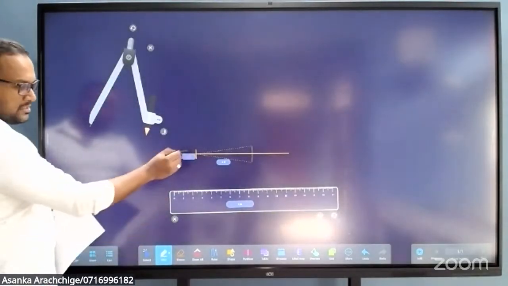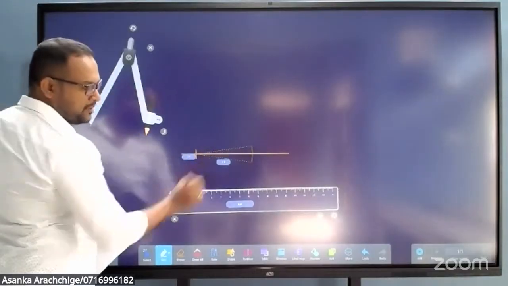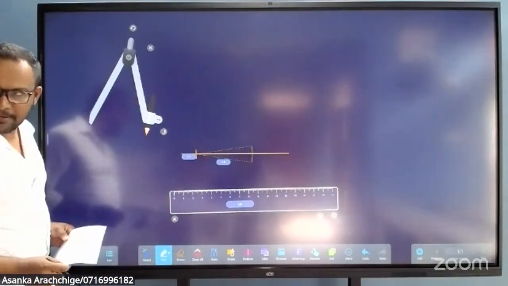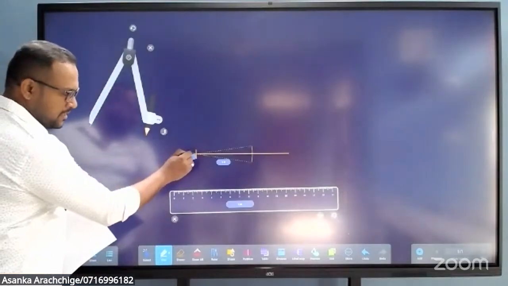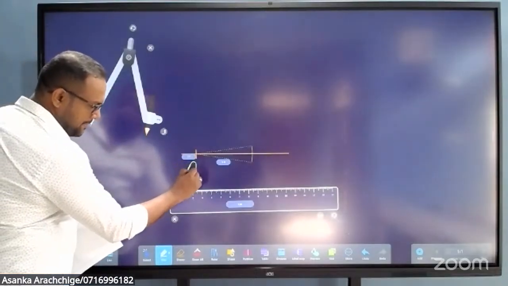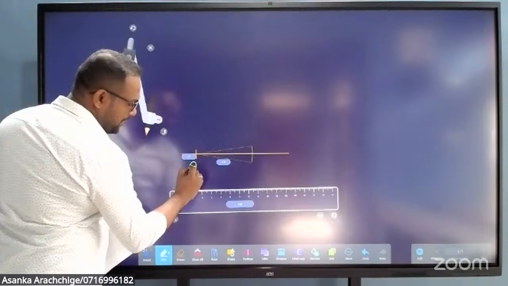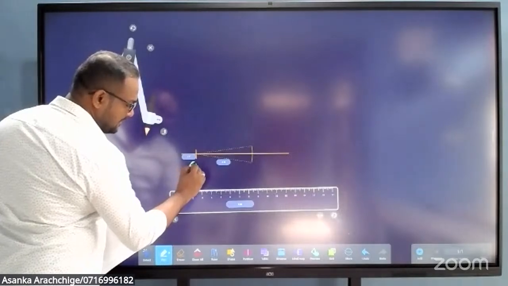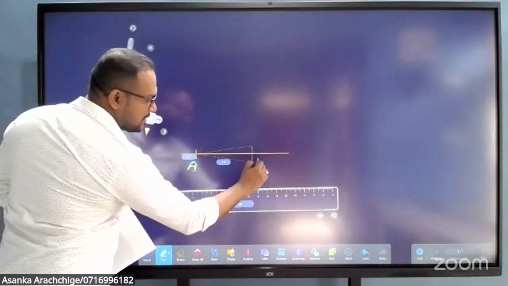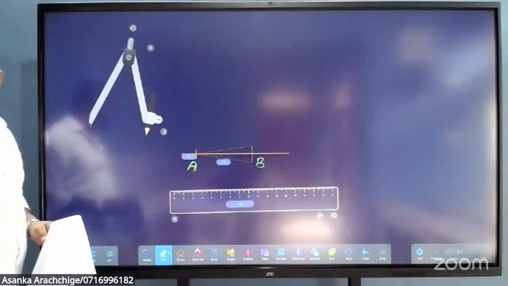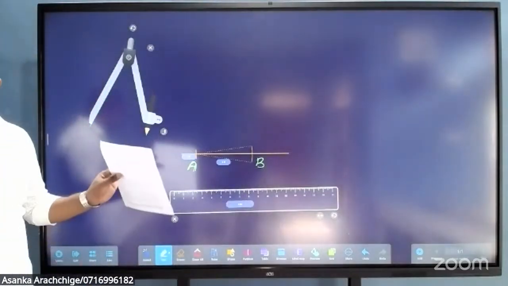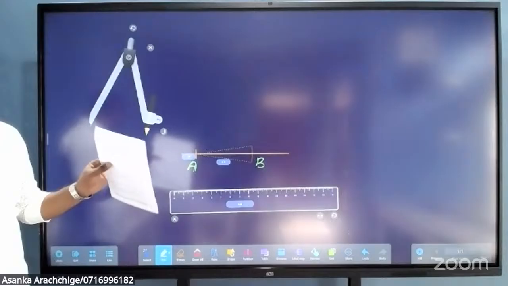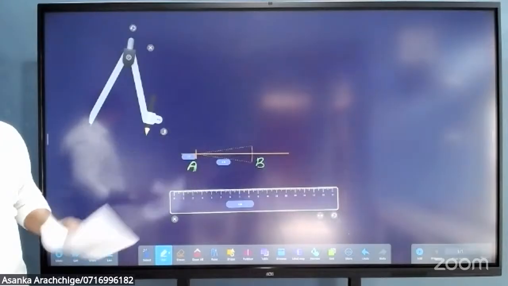Now, this is A, this point of intersection is B. I name this point as capital A, this point of intersection as capital B. Now, this is the straight line segment AB. We have constructed the straight line segment AB.